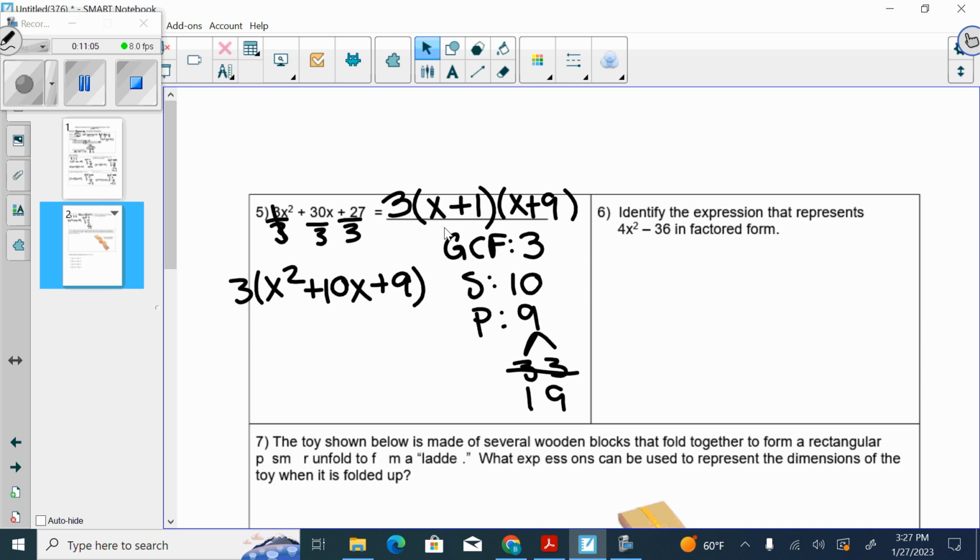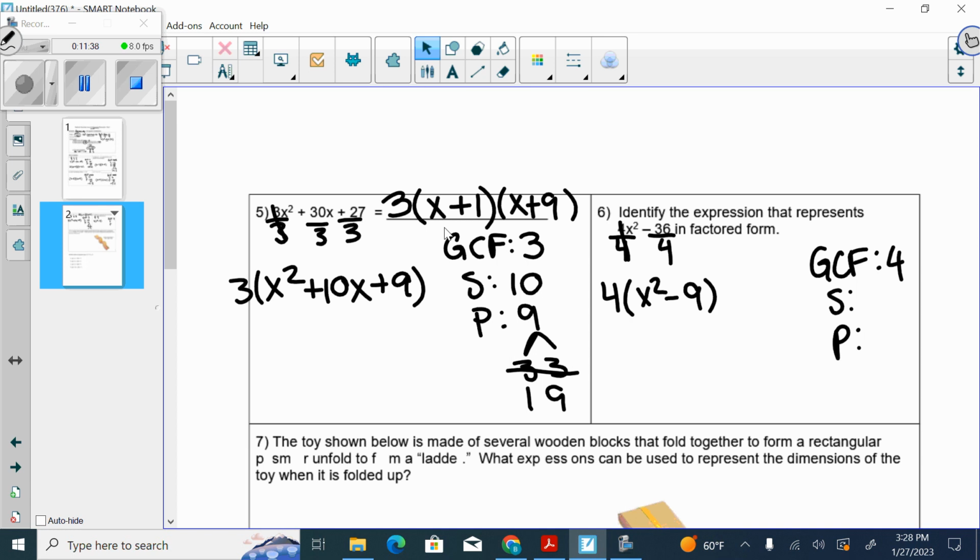Okay, number 6, what am I looking for first? GCF. What is our GCF? 4, okay. So we divide both of these by 4, okay? So here my 4s are going to divide out. And what's negative 36 divided by 4? Negative 9. Okay, so what's my sum for this one?